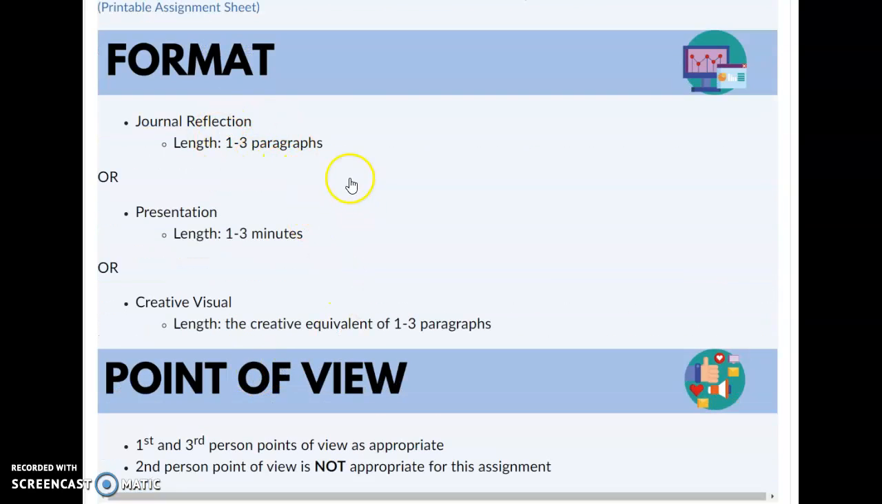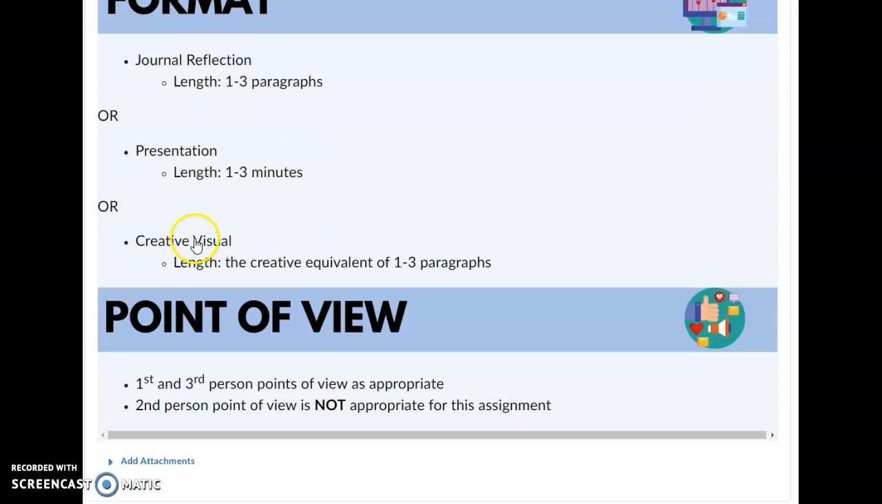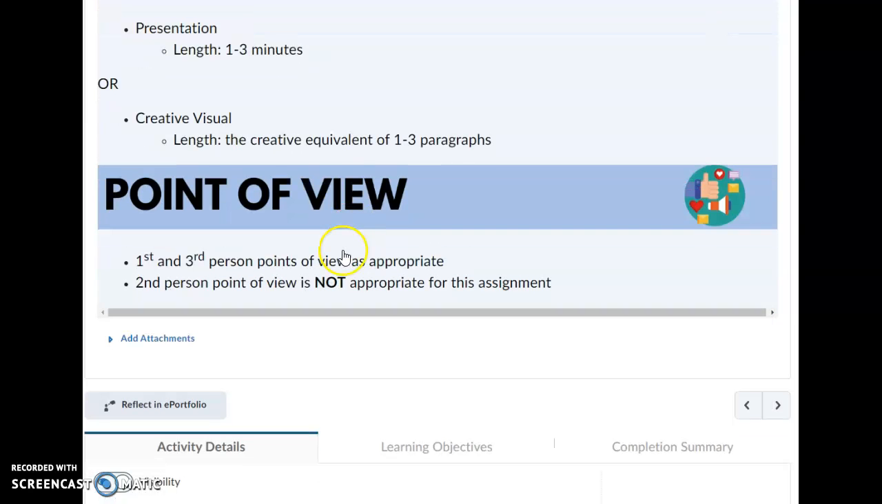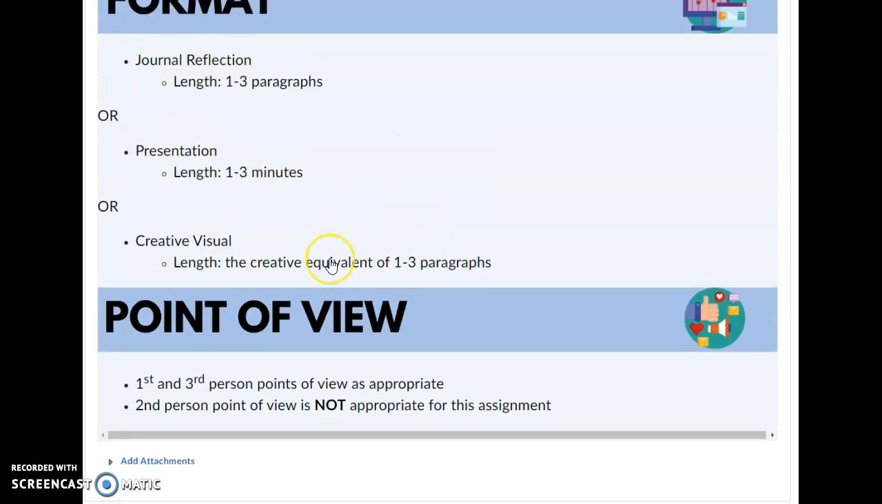And just a reminder that it should be 1 to 3 paragraphs if you do the journal reflection, 1 to 3 minutes if it's a presentation, and your creative visual should be the equivalent of 1 to 3 paragraphs. But you don't want just paragraphs. You want to like break it up into bullet points to present the information so it's not just like reading a paragraph on the screen. If that's the case, then I recommend using the journal.